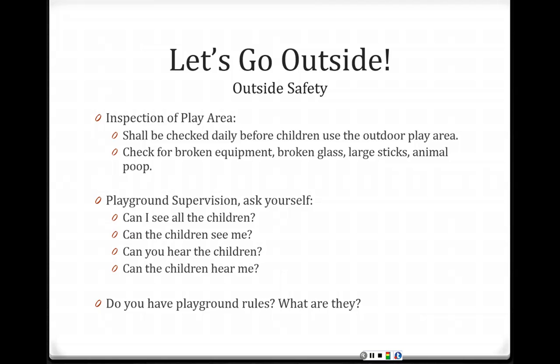For playground supervision, you need to ask yourself, can I see all the children? Can the children see me? Can you hear the children? Can the children hear me? Do you have playground rules? What are they? Are your playground rules for caregivers and teachers only, or are there playground rules for the children as well? You need to know both sets of rules.